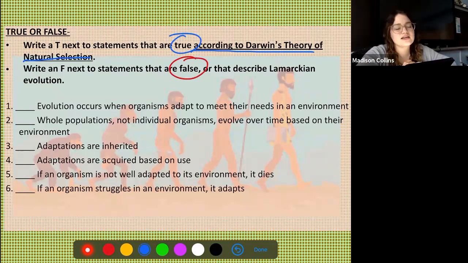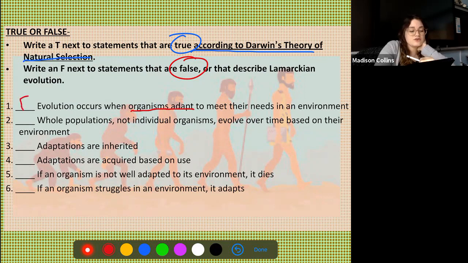So the first statement says, evolution occurs when organisms adapt to meet their needs in an environment. Well, let's look at this one. We see that organisms adapt. Right, but do organisms evolve? No, right? Populations do. So this one's going to be false.